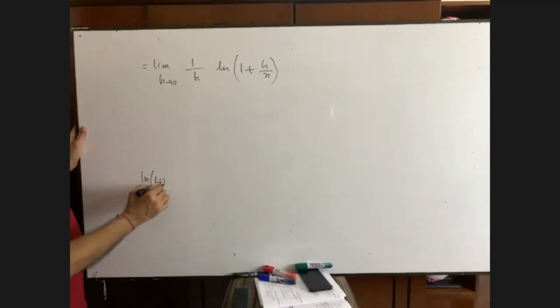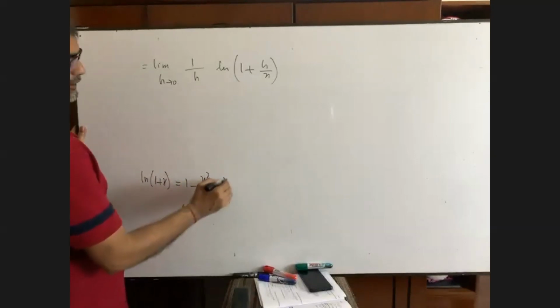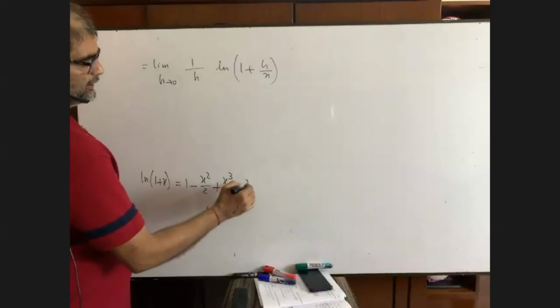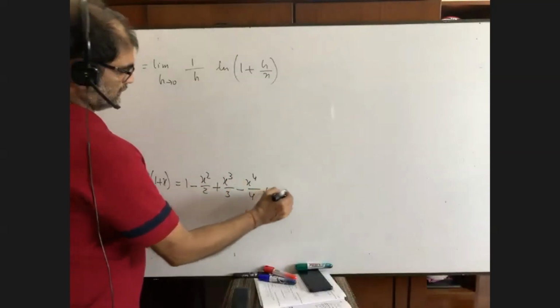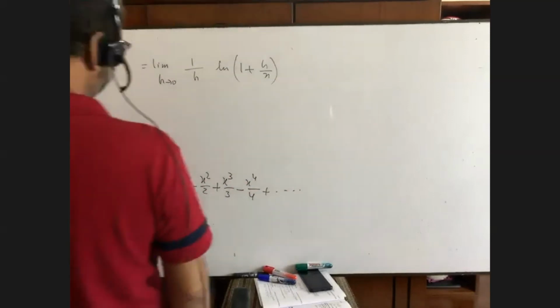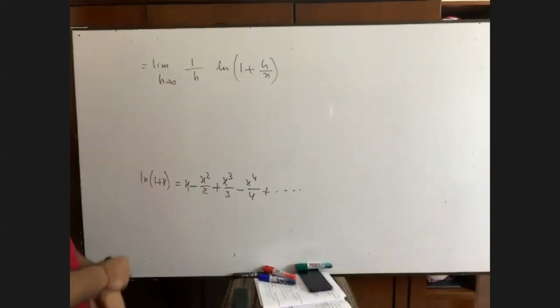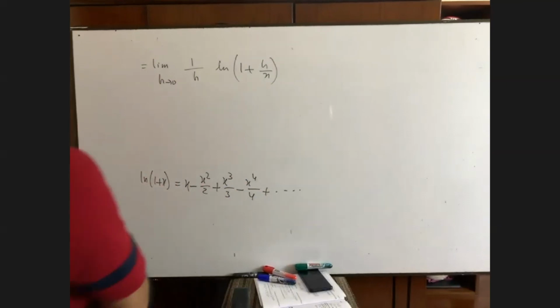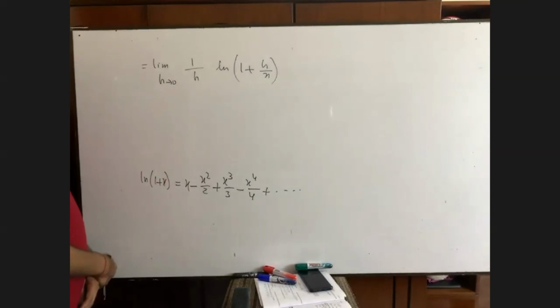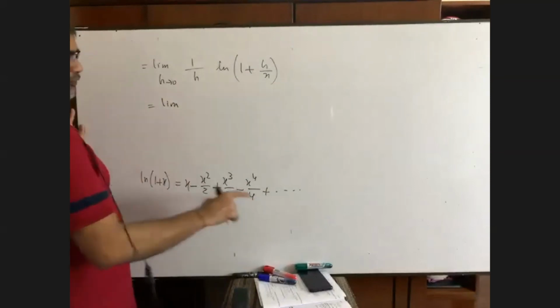Ln(1 plus x), what was the formula? x minus x square by 2, then x cube by 3, then can you remember please? Minus x to the power 4 by 4 plus dot dot dot. Can you remember? I think you don't practice maths at home. Do you practice maths at home? Yes, sir. Okay.